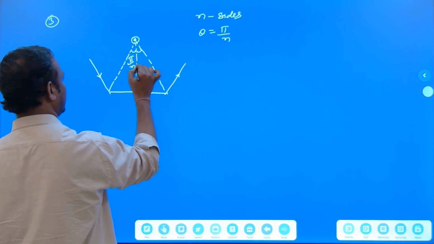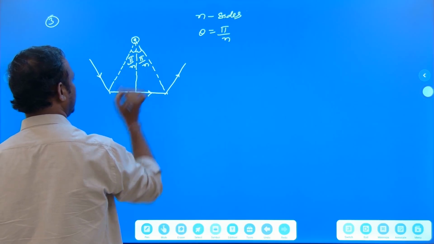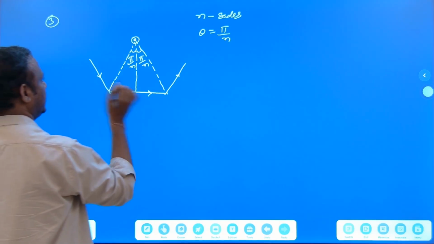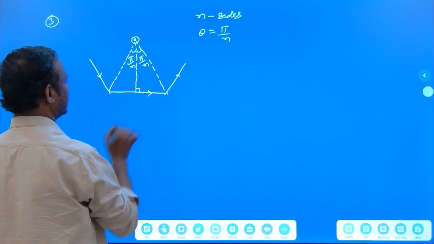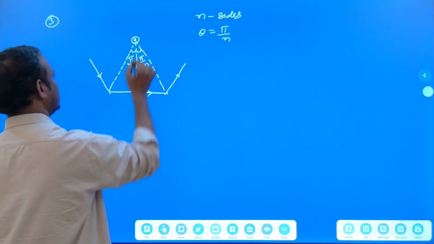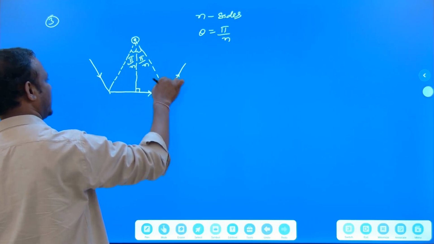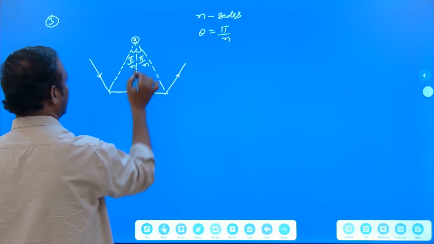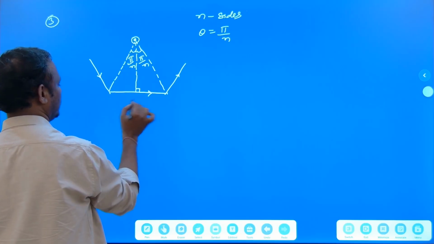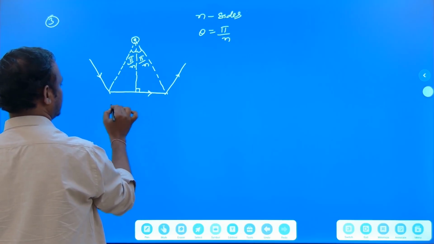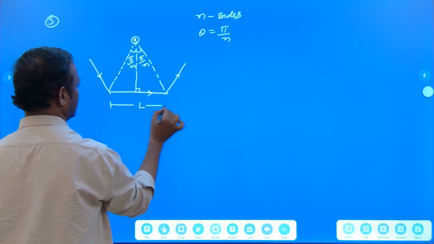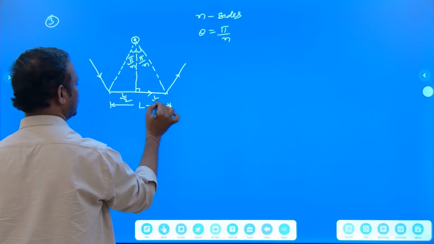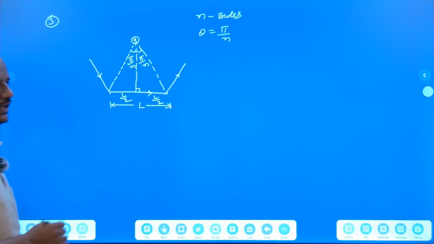It is again pi by n. So here it is 90 degrees. Now this distance is what? This is the side length. For example, I want to know this length, say its length is L. So it will become L by 2 and also L by 2.